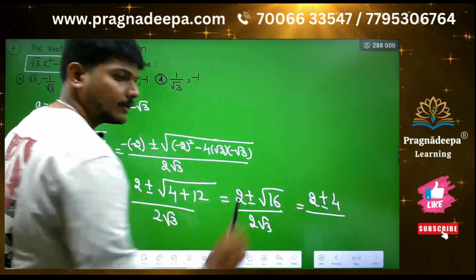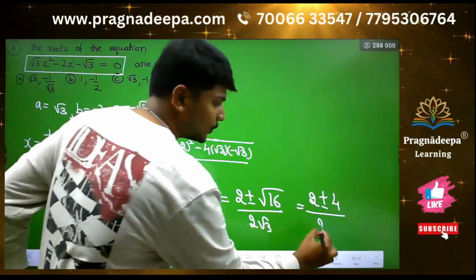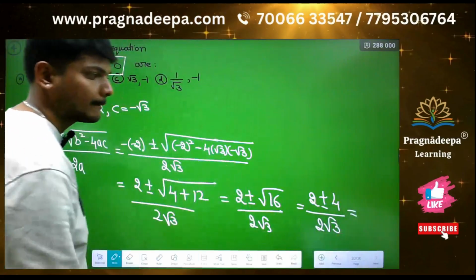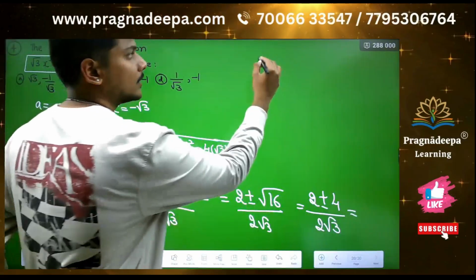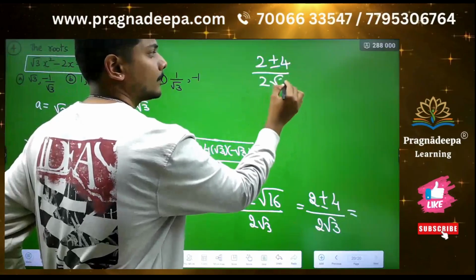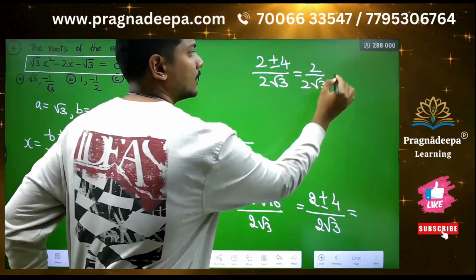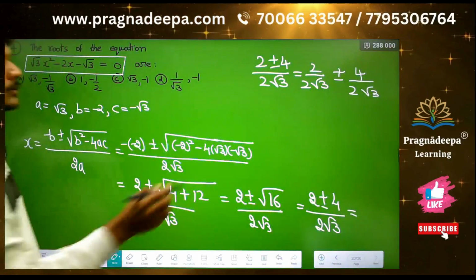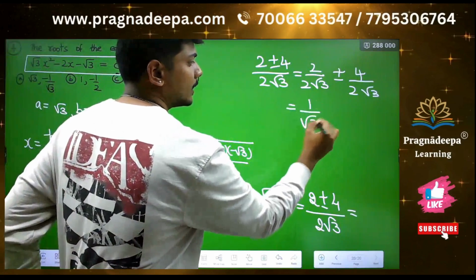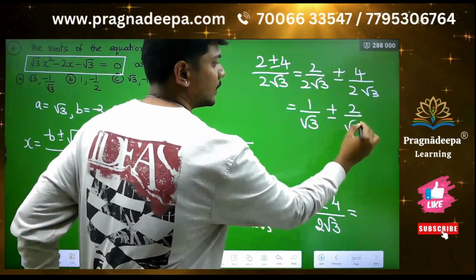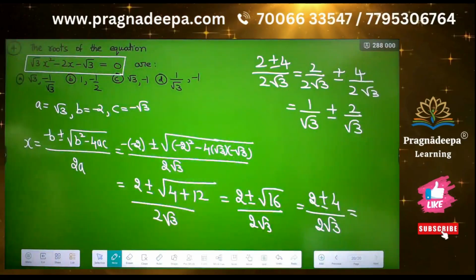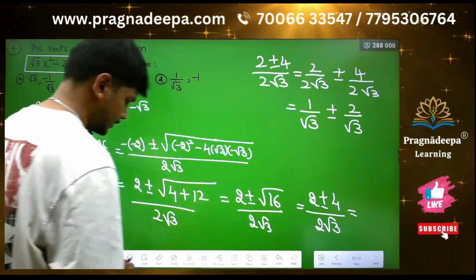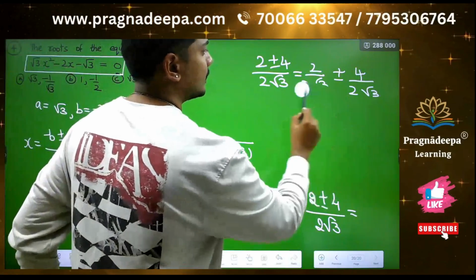So plus or minus 4, divided by 2 root 3. So this simplifies. We can write it as 2 plus or minus 4 by 2 root 3, that is 2 by 2 root 3 plus or minus 4 by 2 root 3. So this reduces to 1 by root 3 plus or minus 2 by root 3. So let us directly add.